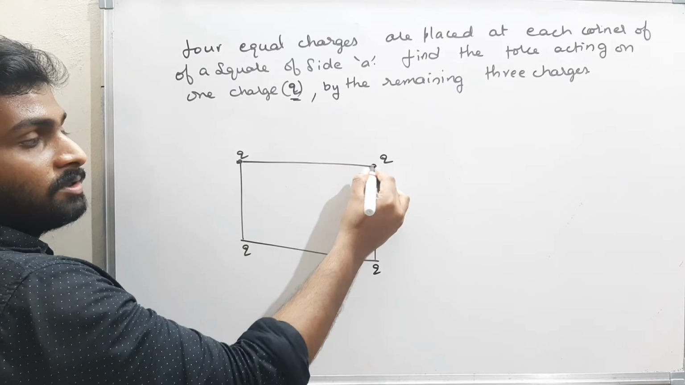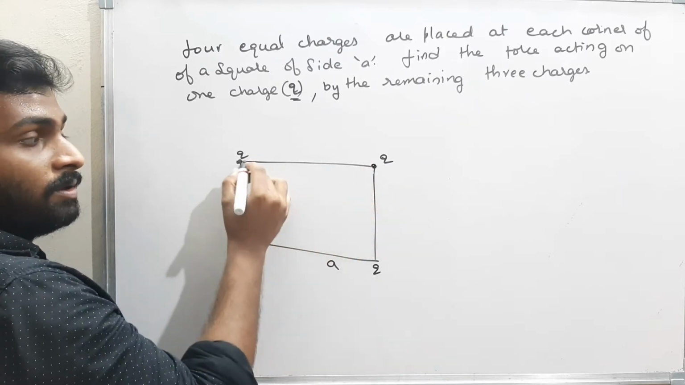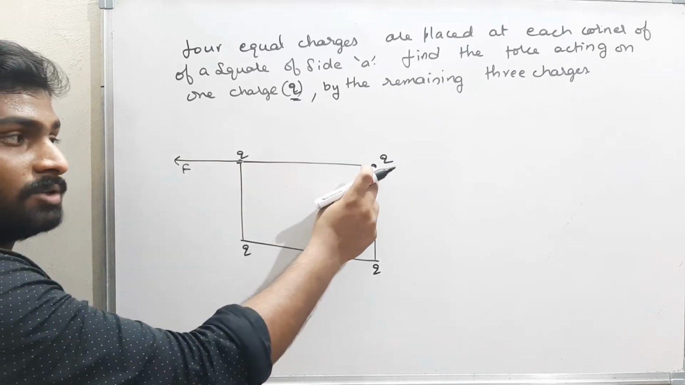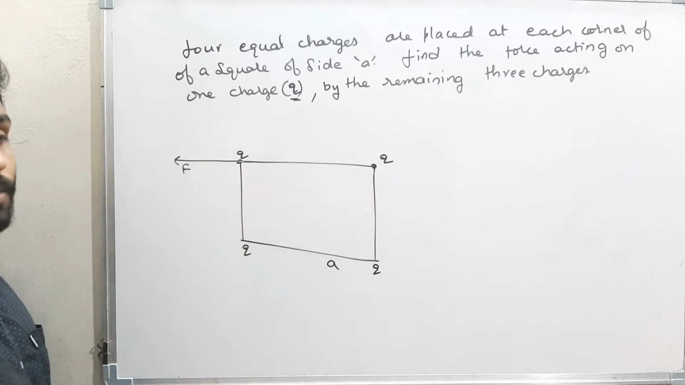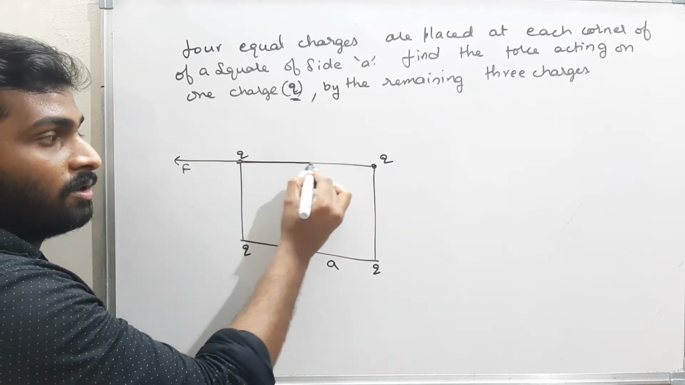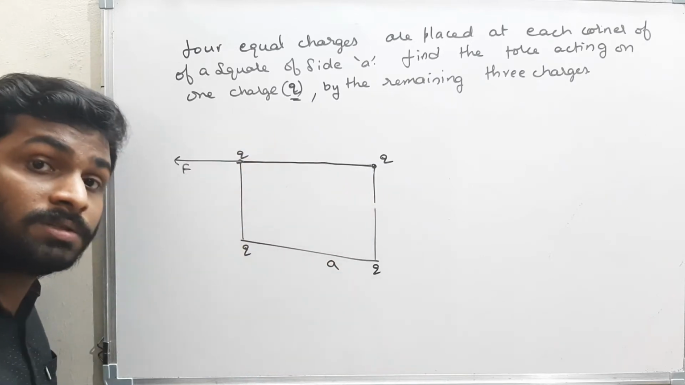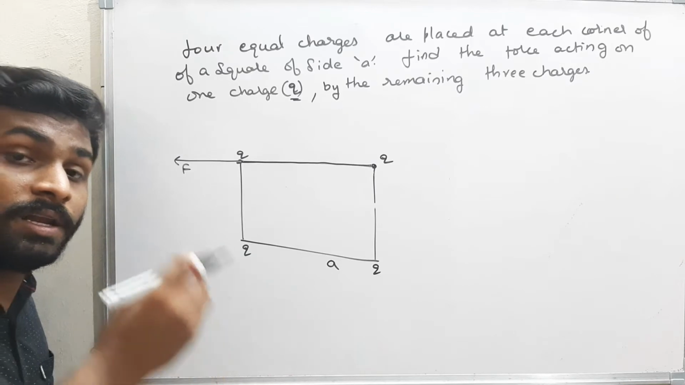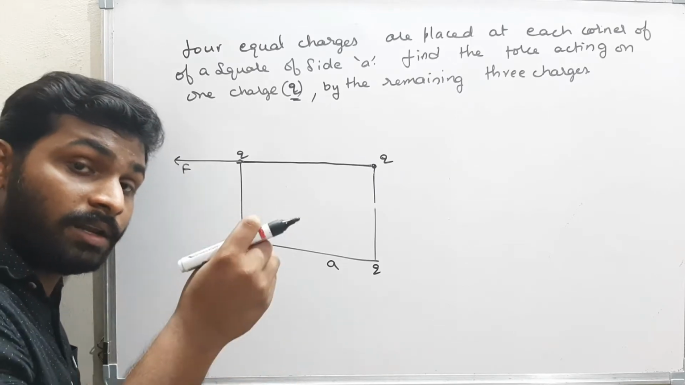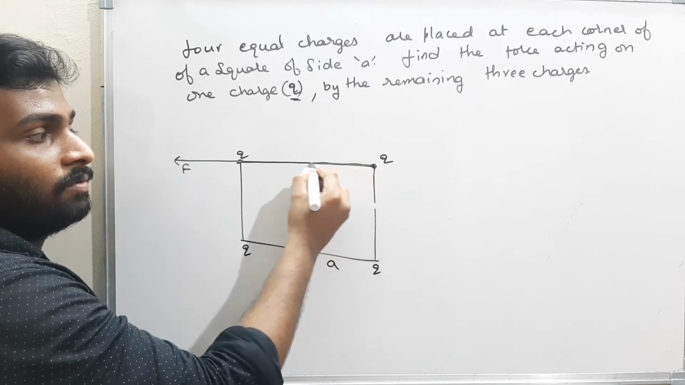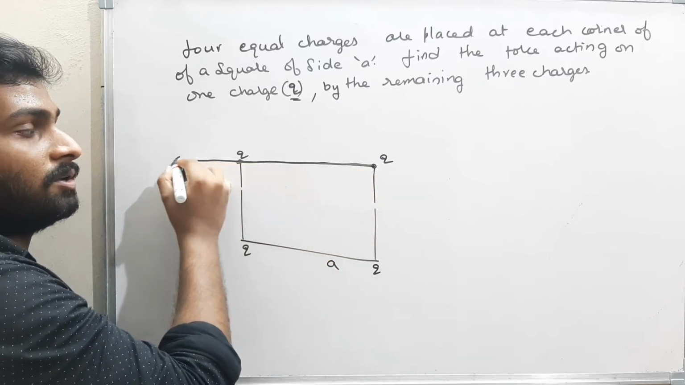Now, because of this charge Q, what is the force? The force will be in this direction. Because of this charge Q, the force will be in this direction. Because what is the line joining them? The line joining them is this. The Coulombic force is a central force. That means the direction of force is the direction of the line joining them. That means if there is a line joining the 2 charges, the force will act in this direction.